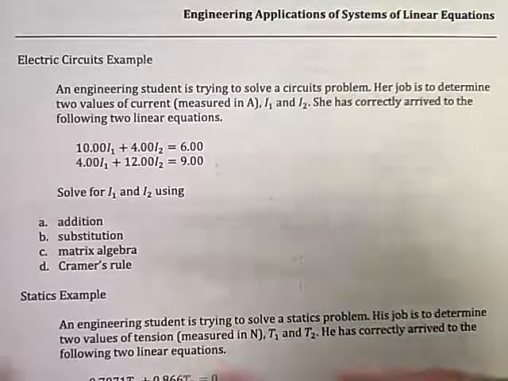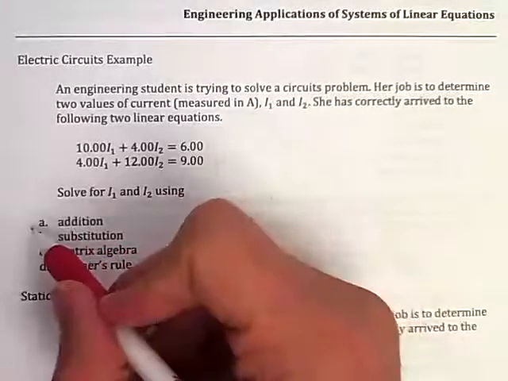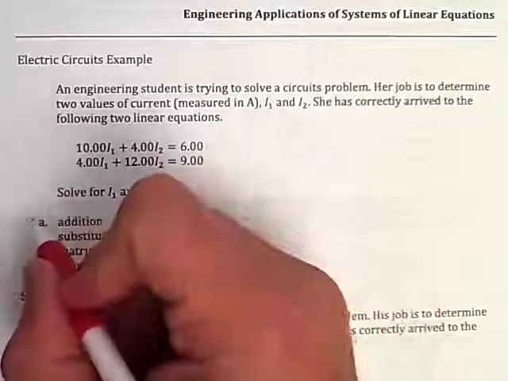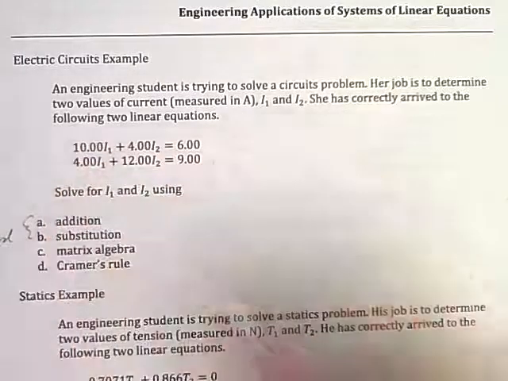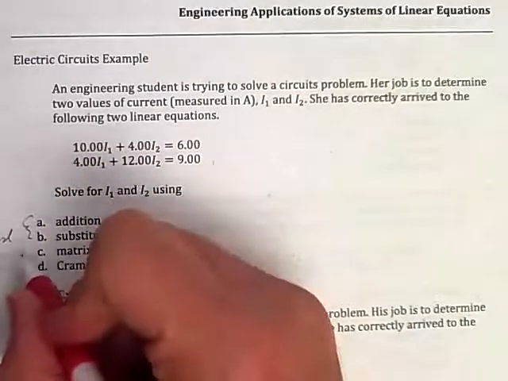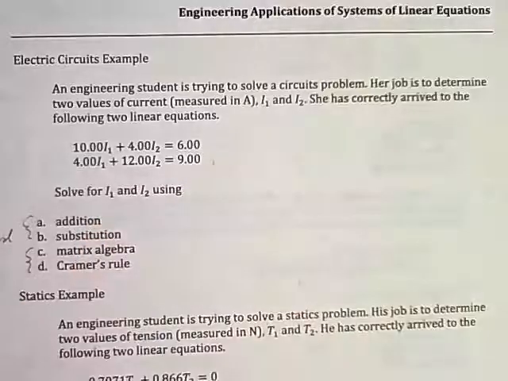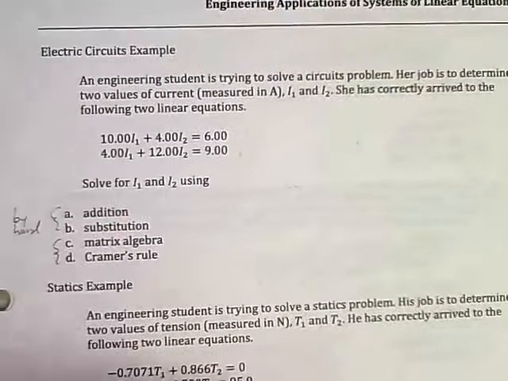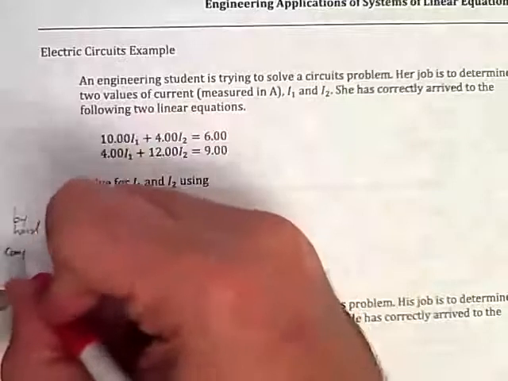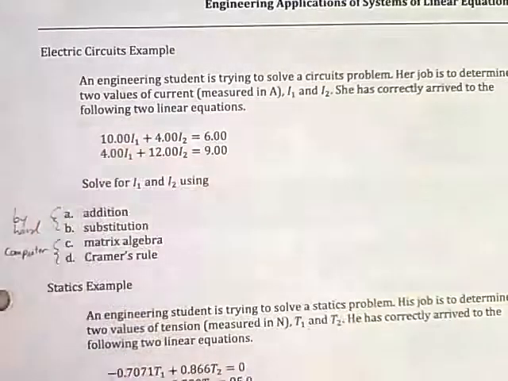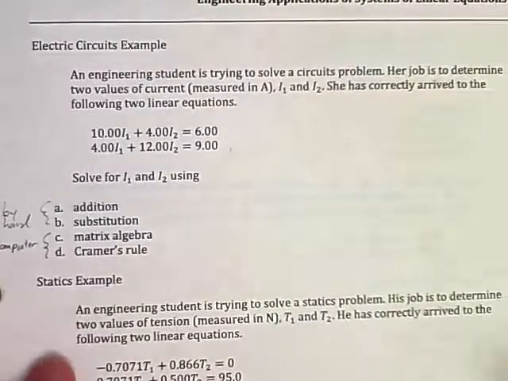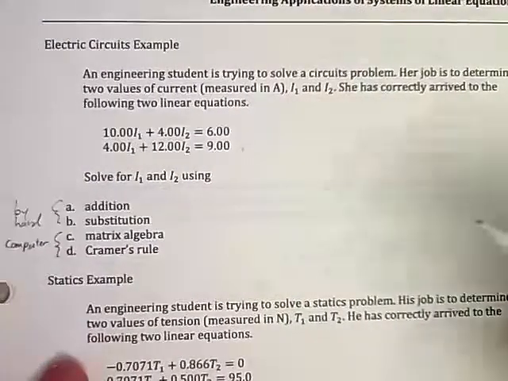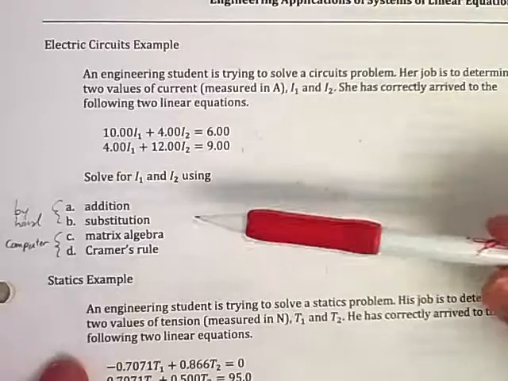And really for these, like I said, you're going to come up with these a lot. In general, if you're solving by hand, you're going to use one of these two, either addition or substitution. And if you've got a computer that can do it for you, they're going to generally just use the matrix algebra, or they may use some form of Cramer's rule. But just to start out, we're going to solve it using addition. So let's look at that one.